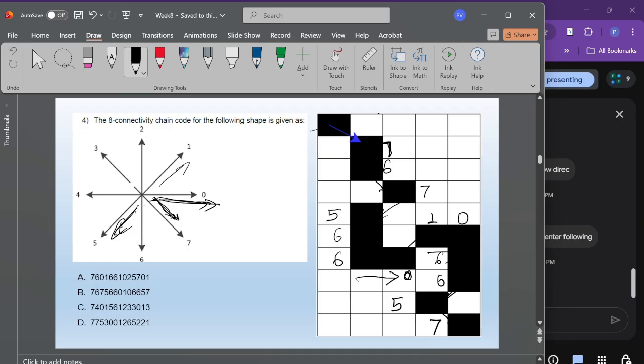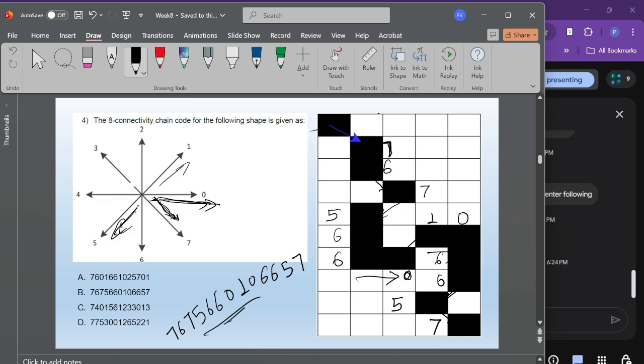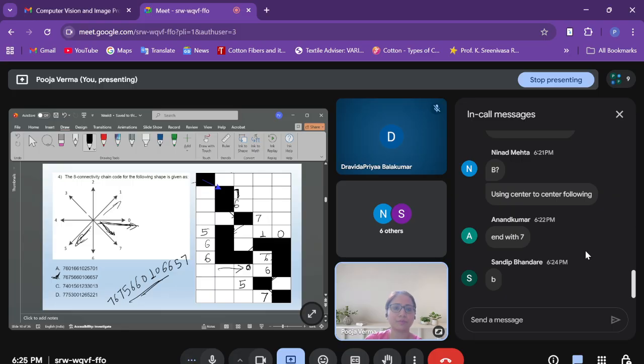So just write down from starting to end: 7, 6, 7, 5, 6, 6, then 0, 1, 0, 6, 6, 5, 7, right? Now just match with the options: 7, 6, 7, 5, 6, 6, 0, 1, 0, double 6, 5, 7. So it is matching with option B, right? So option B is the correct answer for this question.